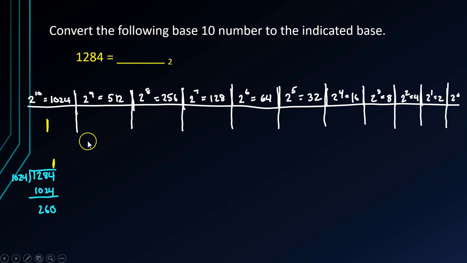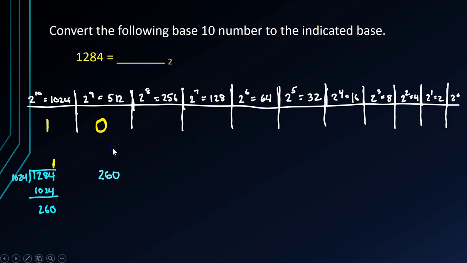So the 1 is going to go here. The 260 I'd move over here to divide. But 260 is bigger than this 512, so 512 or 2 to the 9th cannot be a factor of this. I cannot pull any of these from it. So I'm going to put a 0 here.